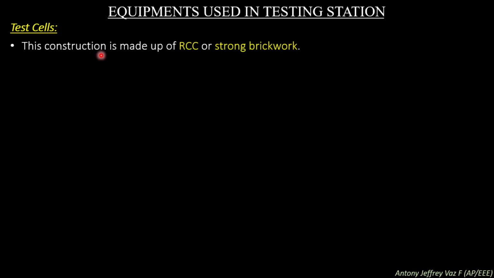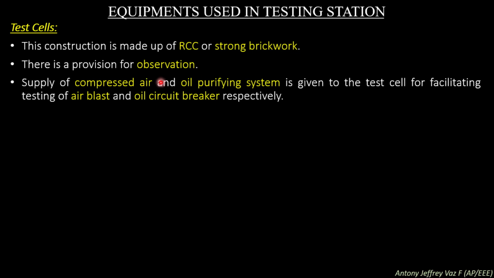Test cell. This construction is made up of RCC or strong brickwork. So, the test cell is made up of reinforced cement concrete or very strong brickwork. There is a provision for observation, and a supply of compressed air and an oil purification system are provided to the test cell for facilitating testing of air blast and oil circuit breakers respectively. So, a compressed air system and oil purifying system are present in the test cell chamber so that testing of air blast and oil circuit breakers can be made.